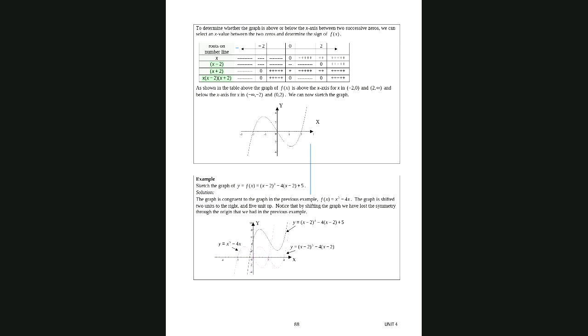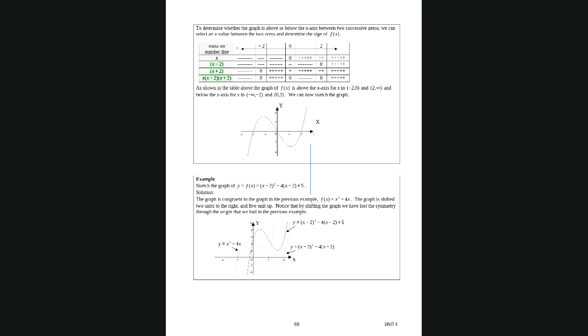Then at -2, x is negative, x minus 2 is negative, but x plus 2 will be 0. Negative times 0, I get 0. Then between -2 and 0, I can pick any number, let us say -1. Here will be negative, here negative, here positive. Negative, negative, positive, then I get positive.